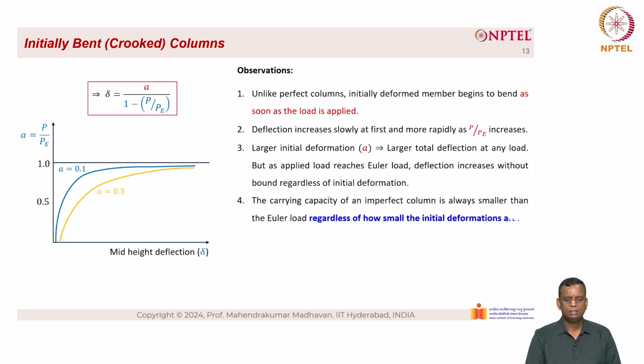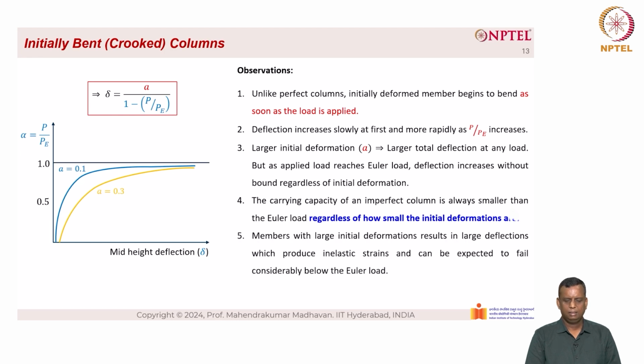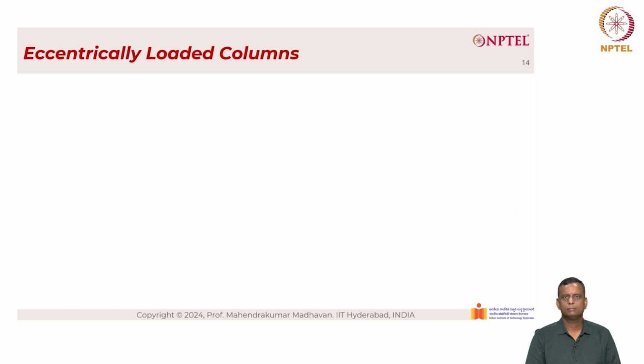Point number 4, the carrying capacity of an imperfect column is always smaller than the Euler load regardless of how small the initial deformations are. Members with large initial deformations result in large deflections, which produce inelastic strains and can be expected to fail considerably below the Euler load. Now, having completed crooked columns, let's look at eccentrically loaded columns.